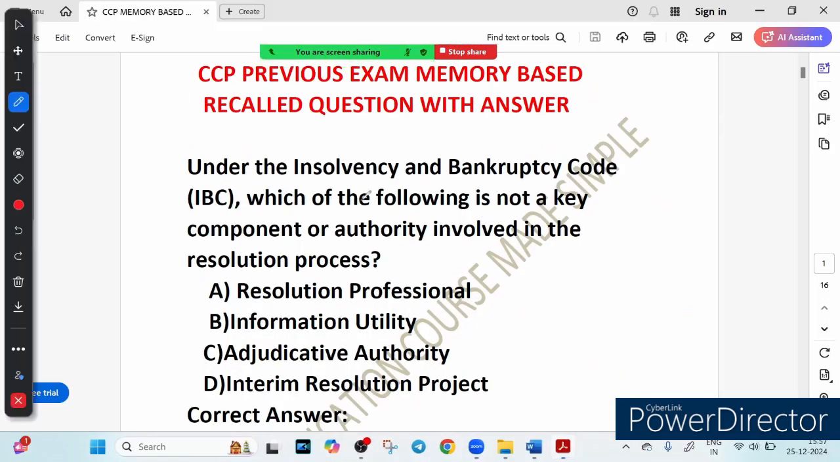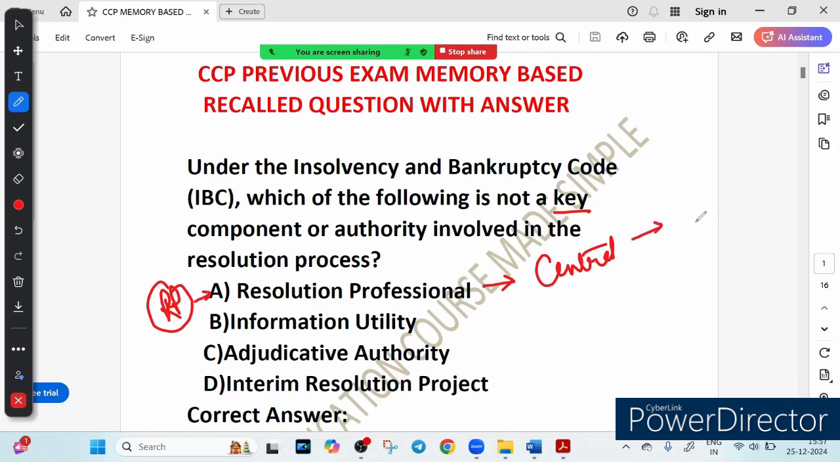Bankruptcy code. Which of the following is not a key component or authority involved in the resolution process? So you have been asked which is not a key component or authority involved in the resolution process. Let's go through the options. The first option says resolution professional. So let me give you a brief idea. It is central to the IBC process. In short we call it RP. So RP is central to the IBC process. They manage the insolvency process.